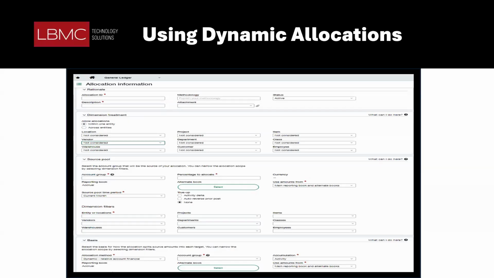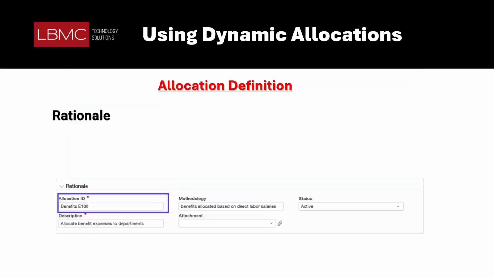Within your allocation information, first you have your rationale. Your rationale first would include your allocation ID. It is used to create the link back from your GL journal entry, and it also appears in your general ledger detail reports. You also have your description. Your description would be to identify what this allocation definition and these allocations are actually for.